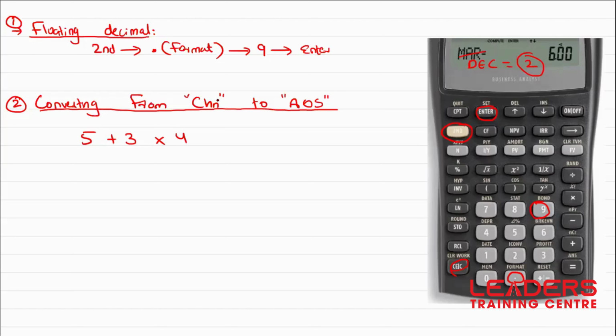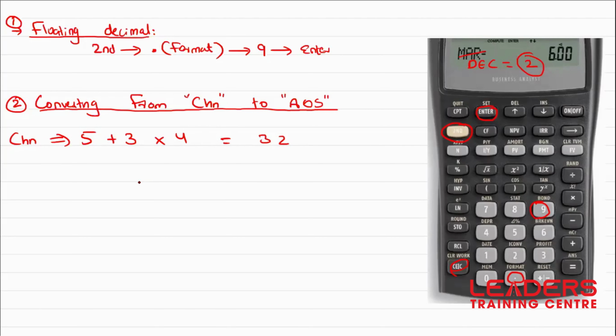If we use the chain rule, which is CHN, according to the chain rule you should go with the chain. So you will go in order. You will say 5 plus 3, which is 8. 8 times 4 is 32. So according to the chain rule, the answer should be 32.